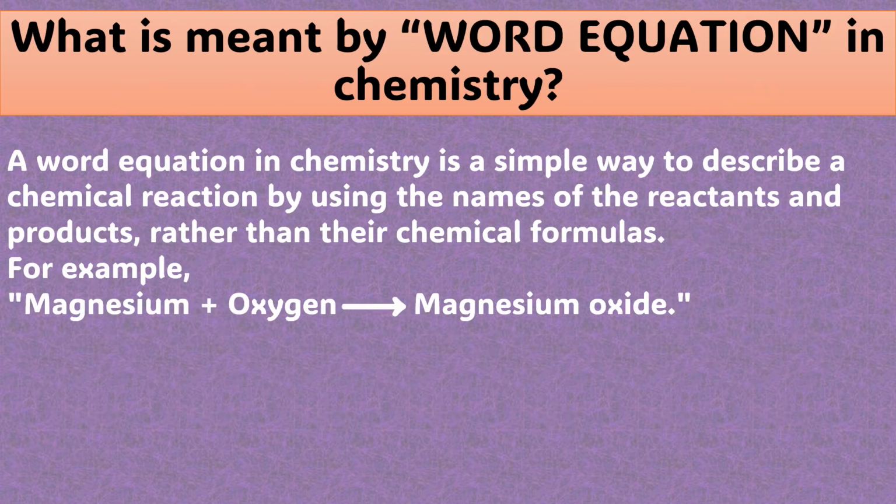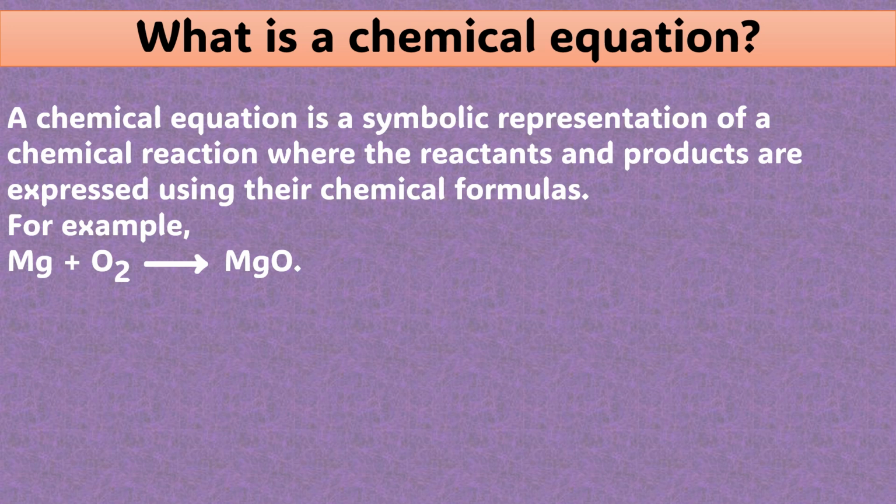Question number 28. What is meant by word equation in chemistry? Answer. A word equation in chemistry is a simple way to describe a chemical reaction by using the names of the reactants and products rather than their chemical formulas. For example, magnesium plus oxygen gives you magnesium oxide.